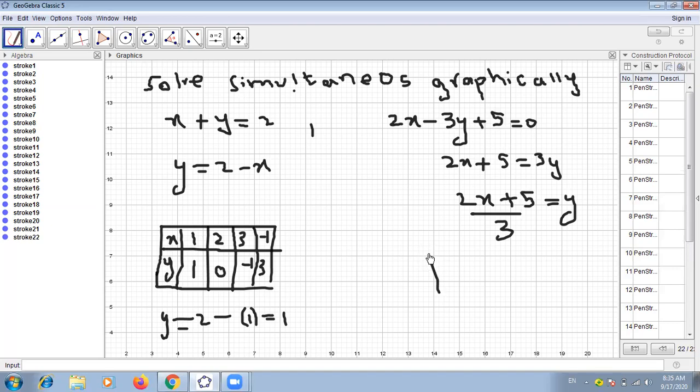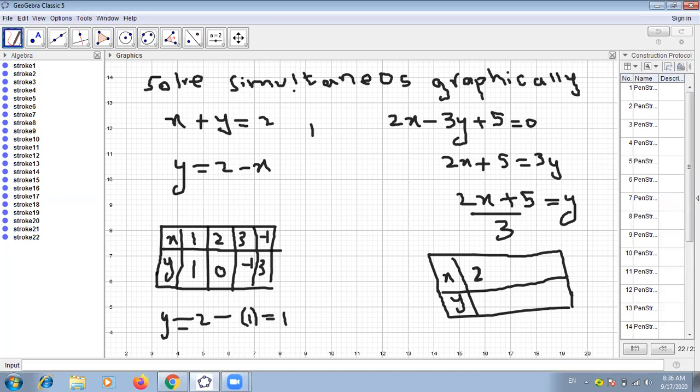Same way for this equation, again I try to find the ordered pairs. Again, the independent variable is x and the dependent variable is y. Y depends on the value of x. Now you have to make sure that your answer should not be in fraction form. So if I place 1, I get 2 plus 5, 7. 7 is not divisible by 3, therefore I can't place 1 in the position of x. If I place 2, 2 times 2 is 4, 4 plus 5, 9. 9 can be divided by 3, so I can place 2 in place of x.